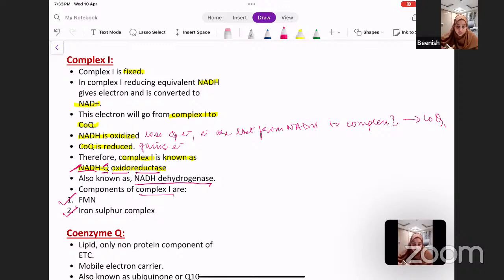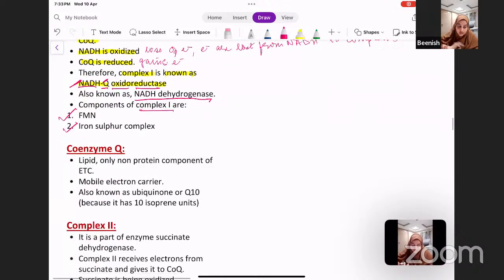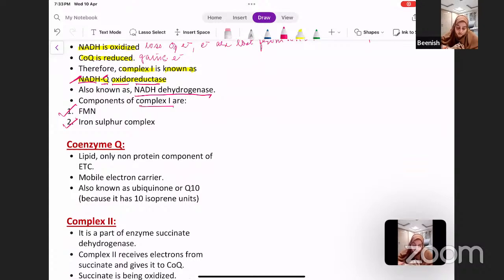So that was about complex 1. Now coenzyme Q. What is coenzyme Q? It is a lipid. It is the only non-protein component of the electron transport chain. This is important. Sometimes you might get asked in an MCQ which of the following components of the electron transport chain is not a protein. Your answer will be coenzyme Q. It is a lipid and the only non-protein component of the electron transport chain.